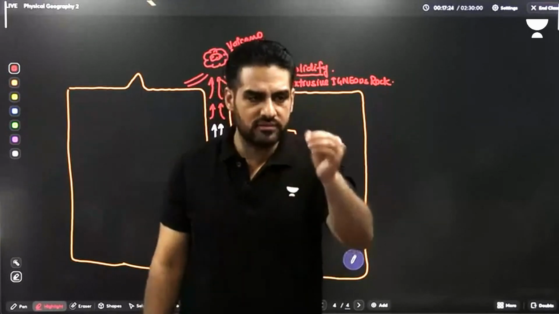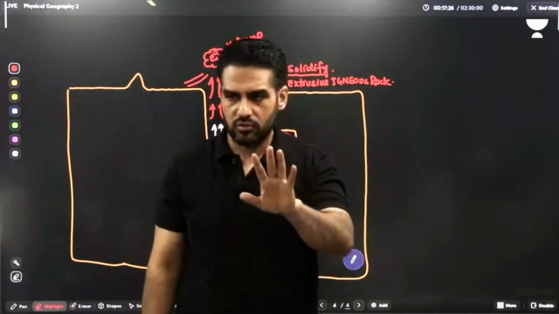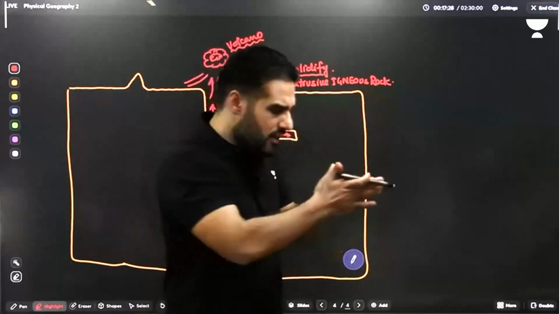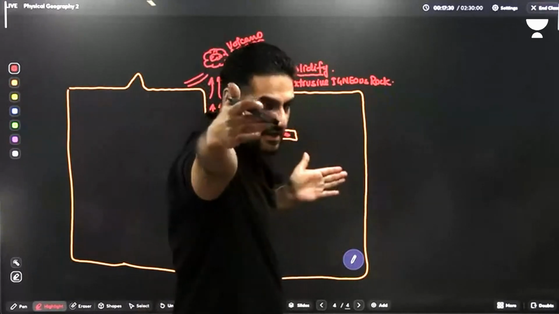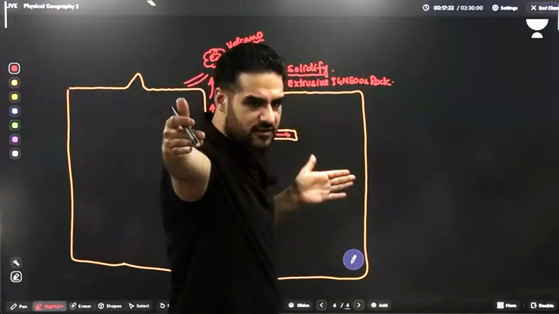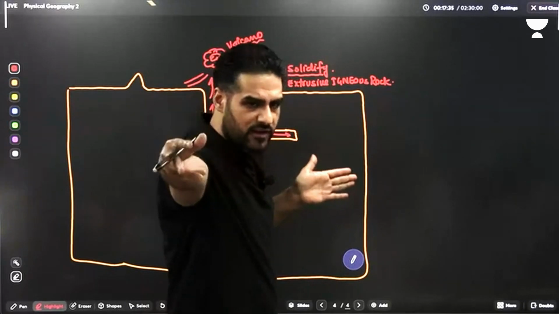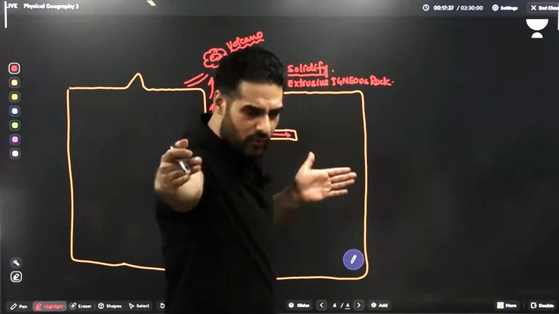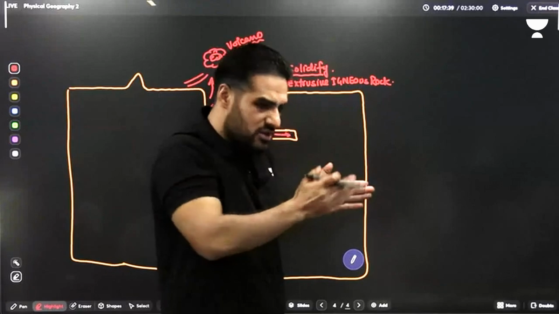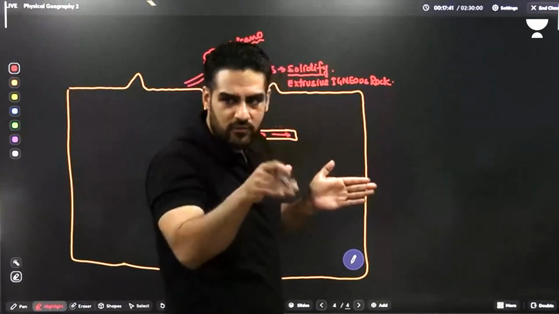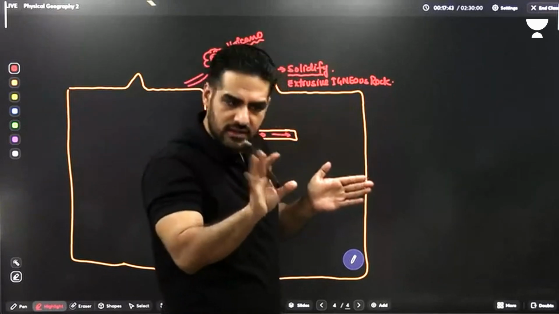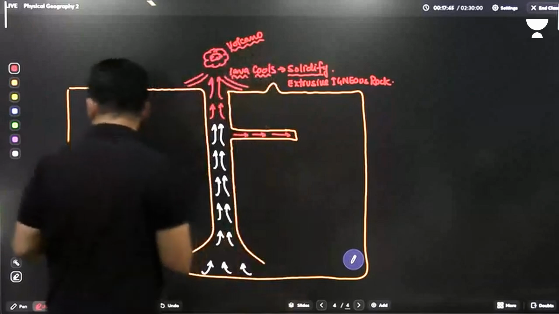Rate of cooling will be slow or fast? Slow. When you are moving away from the source of the heat, temperature difference is increasing or decreasing? Increasing. Rate of cooling will be fast or slow? If you are in between, neither much close, neither much away, what will be the rate of cooling? Moderate. Is it clear? Okay.